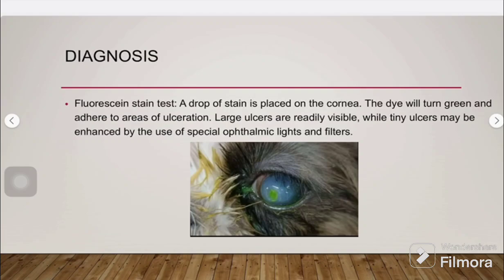So how will you diagnose a case of corneal ulceration? For the diagnosis of corneal ulceration, a test called the fluorescein stain test is used. A drop of stain is placed on the cornea. The dye will turn green and adhere to the areas of ulceration, as you can see in this picture. So this is the corneal ulceration.